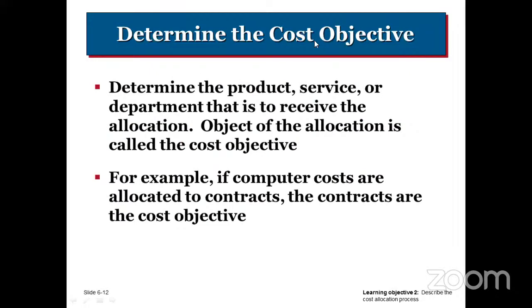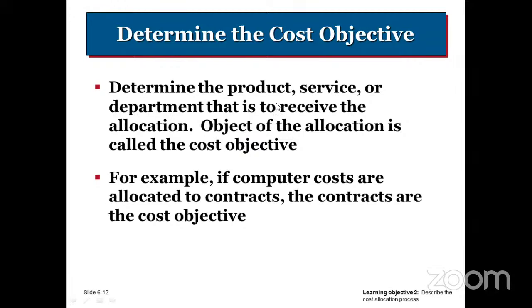So determine the cost objective. Determine the product, service, or department that is to receive the allocation. The object of the allocation is called the cost objective. To say it very simply, the cost objective can be anything. It doesn't mean it's a product. It can be a department, a service center, a division, whatever you want to assign your cost to.